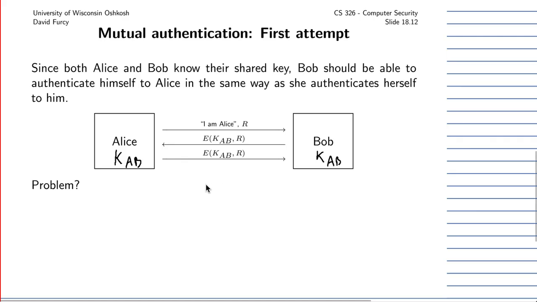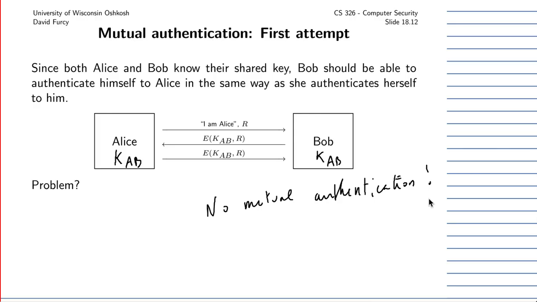Notice, there's really no authentication of Alice to Bob in this case because whoever was on this end of the communication could have simply forwarded the message they just received and sent it back to the original sender. So clearly, there is no mutual authentication here. This first attempt at mutual authentication is clearly not going to work at all. So in the next video, we're going to discuss a better version of this protocol in an attempt at enforcing mutual authentication.